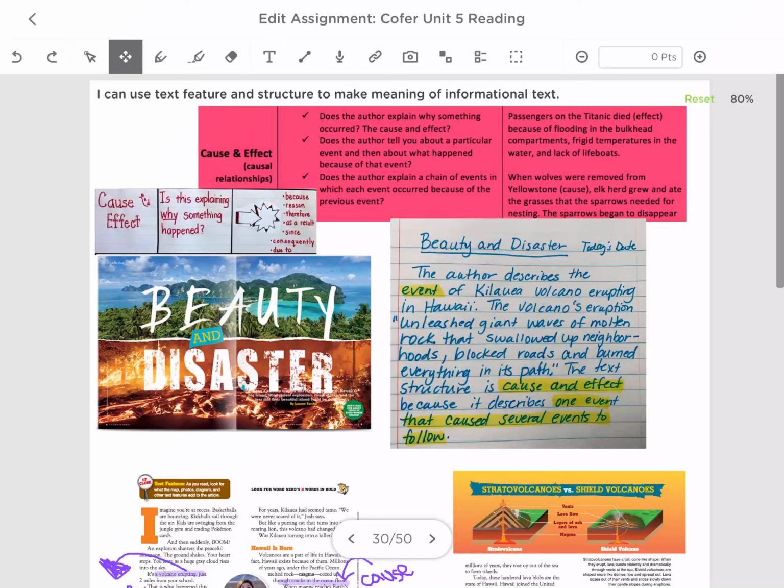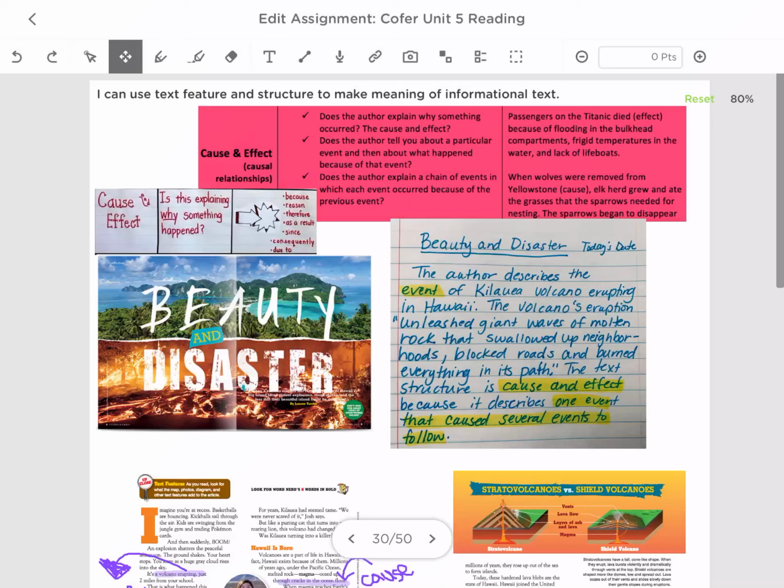Today we're going to continue our work with informational text. Our I can statement is, I can use text features and structures to help make meaning of informational text. As we look at all of these different types of structures, you can ask yourself some questions to help you figure out what kind of structure the author is using.